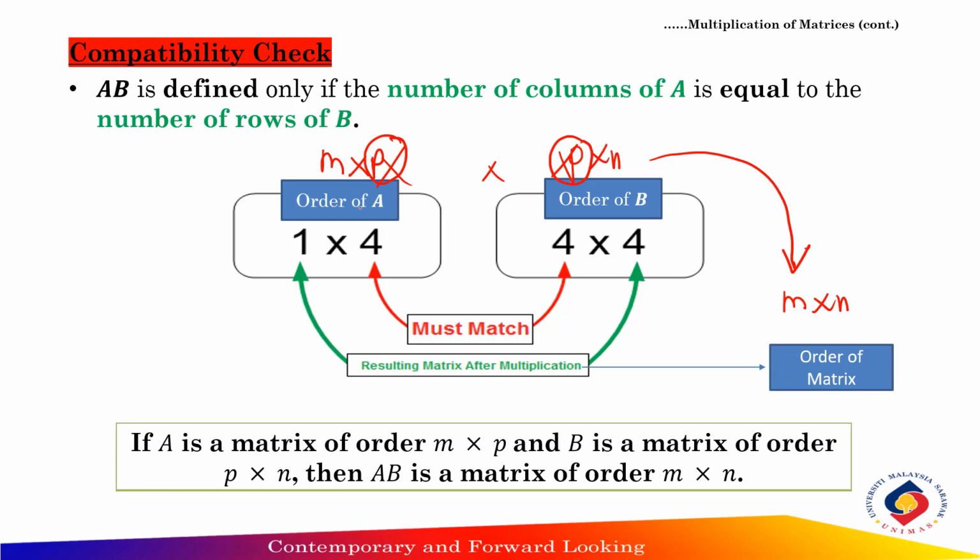Now look at the example. If matrix A is of order 1 by 4 and matrix B is of order 4 by 4, then we can say that these 2 matrices can be multiplied and are matched for operation, because the number of columns of matrix A equals the number of rows of matrix B. The resulting matrix after this operation is a matrix of order 1 by 4.